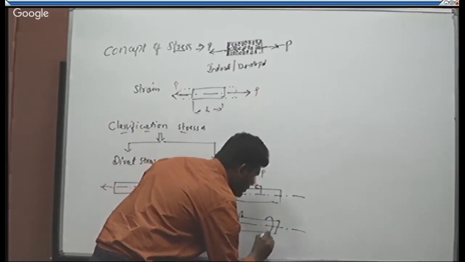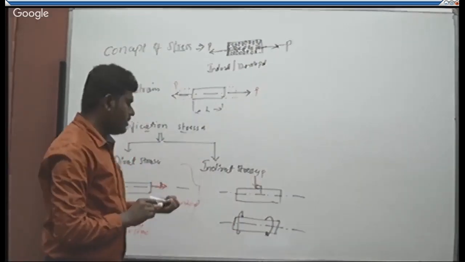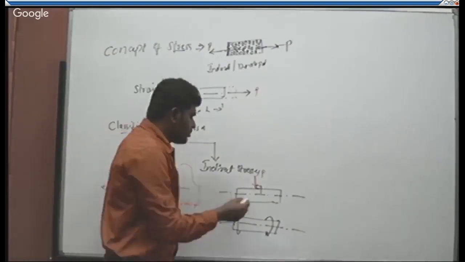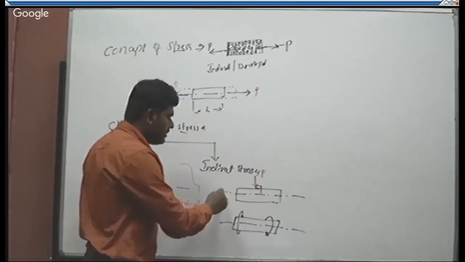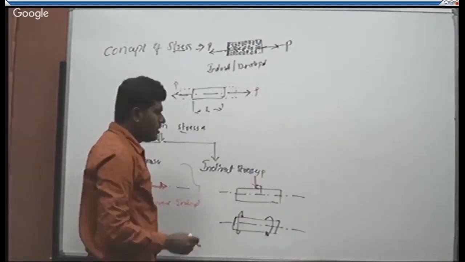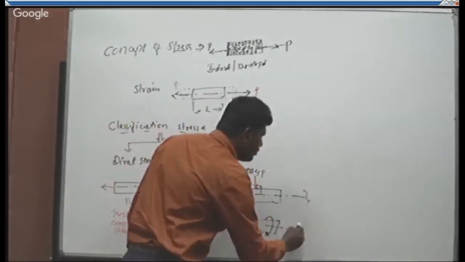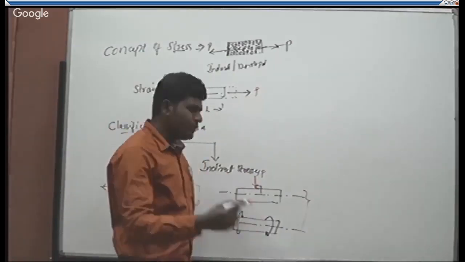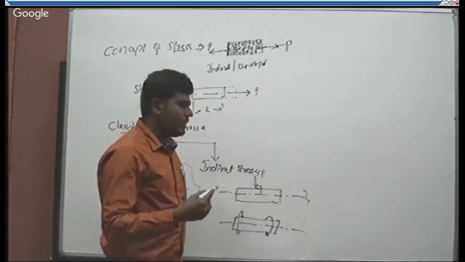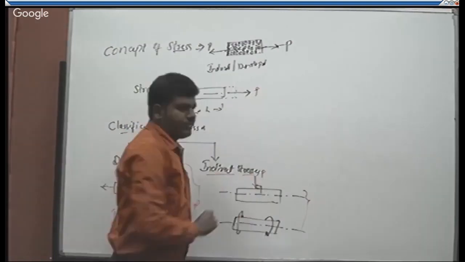So due to the action of equal and opposite couple, so these two conditions, here the loads are external agencies not acting parallel to the axis. The stresses induced due to these conditions of loads are called indirect types of stresses.